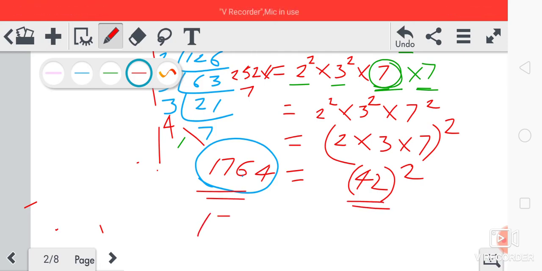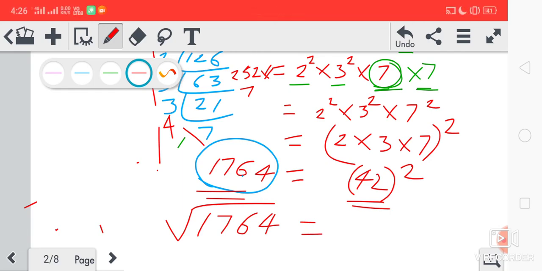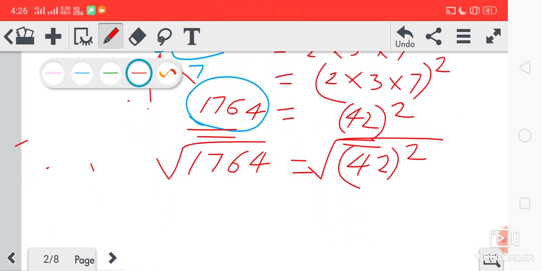Now we have to find the square root of this new number. This new number is 1764, and in the LHS we are taking the square root, so in the RHS also we take the square root. The square root of 42 square will be 42 only. So this is your answer.